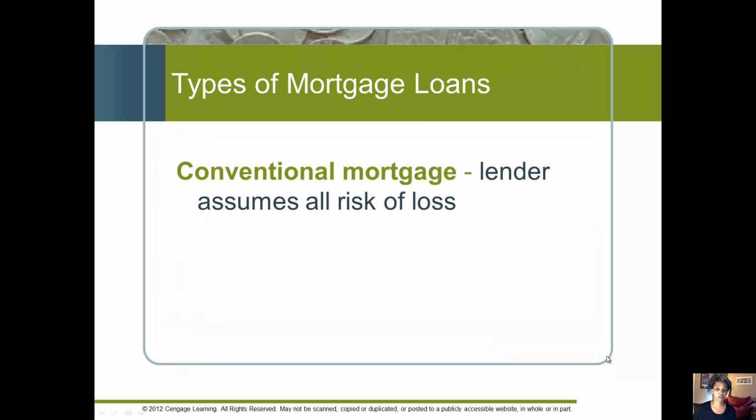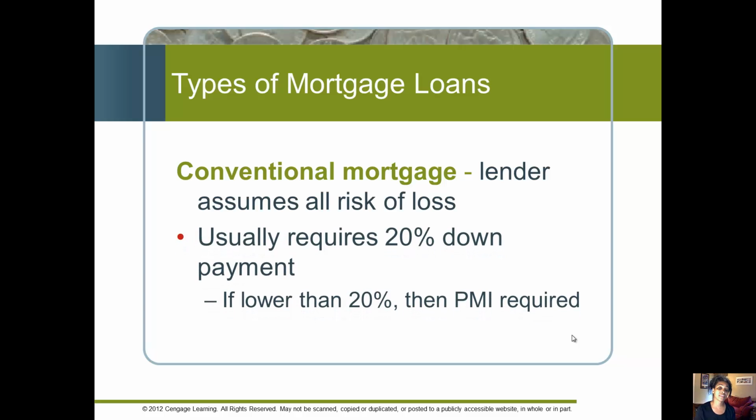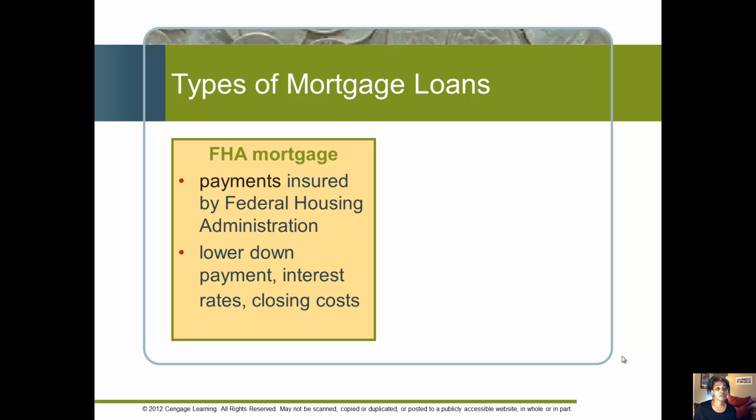So a conventional mortgage is one where the lender assumes all risk of loss. And so in that case, this is when you're putting 20% or more down as a down payment. And if you pay lower than 20% down, that's where that PMI, that private mortgage insurance, would typically kick in.